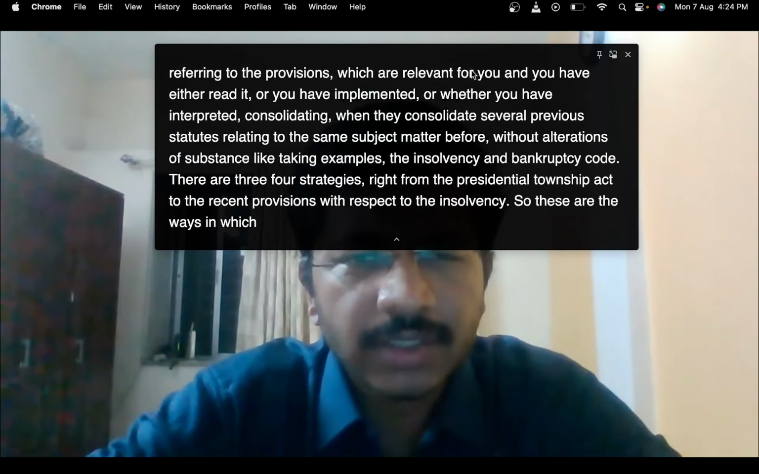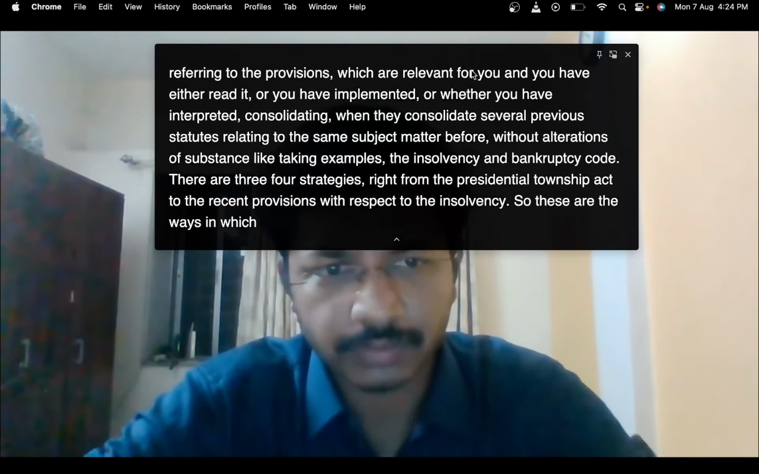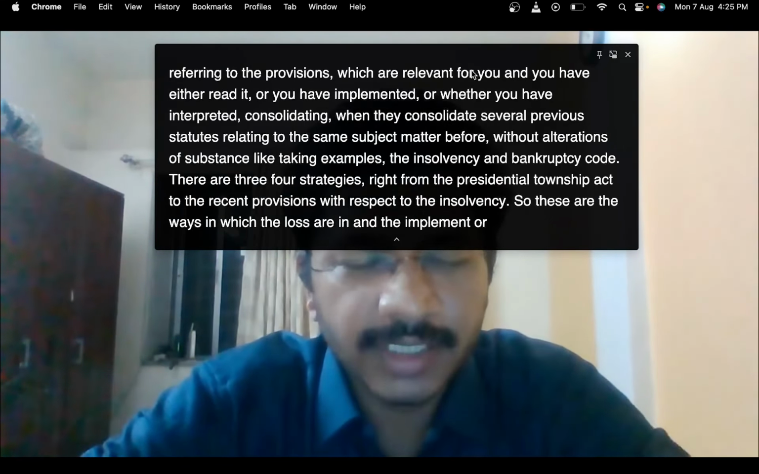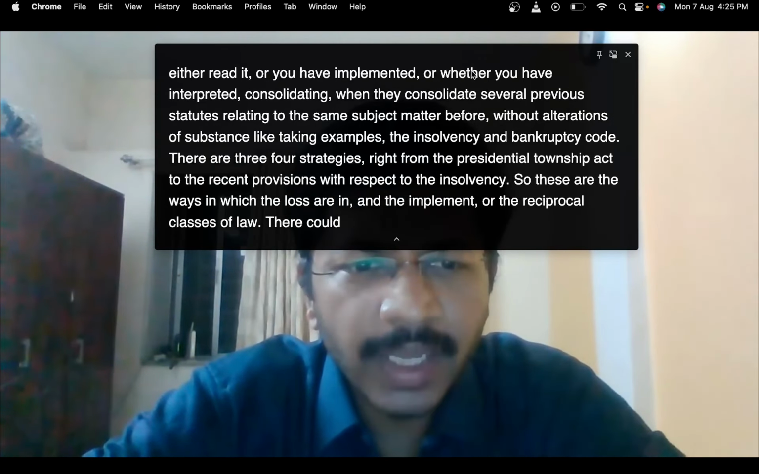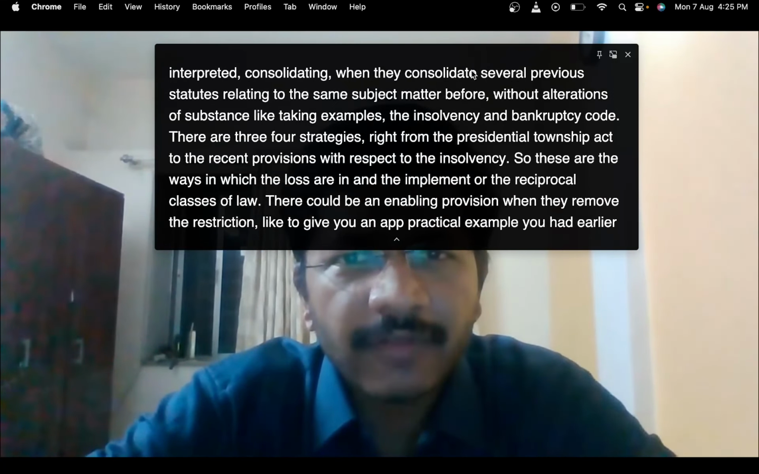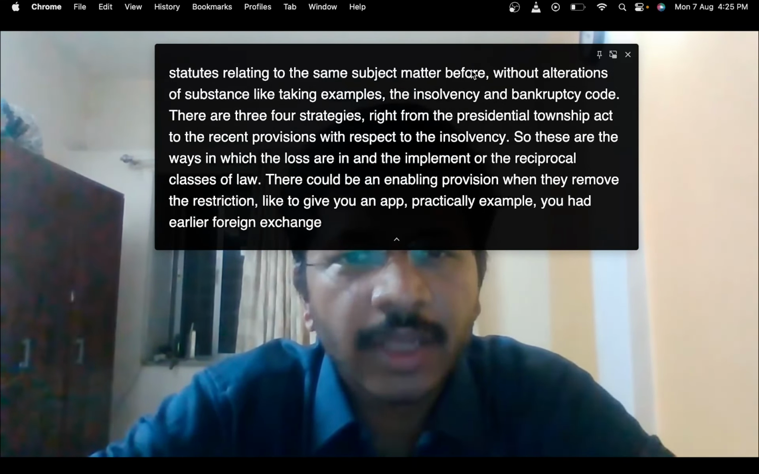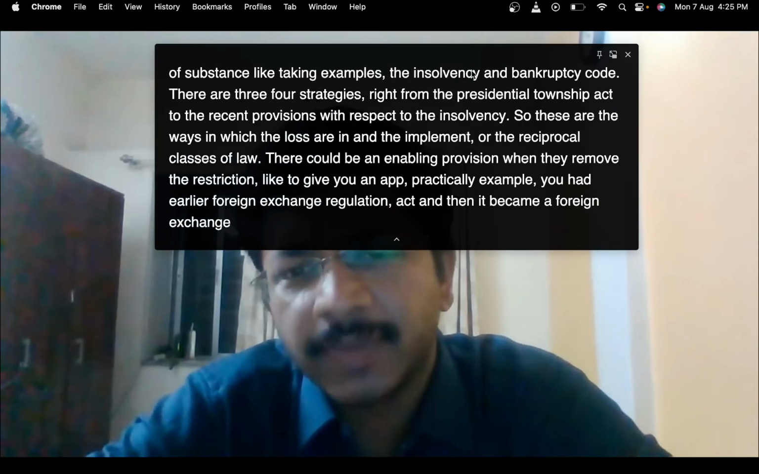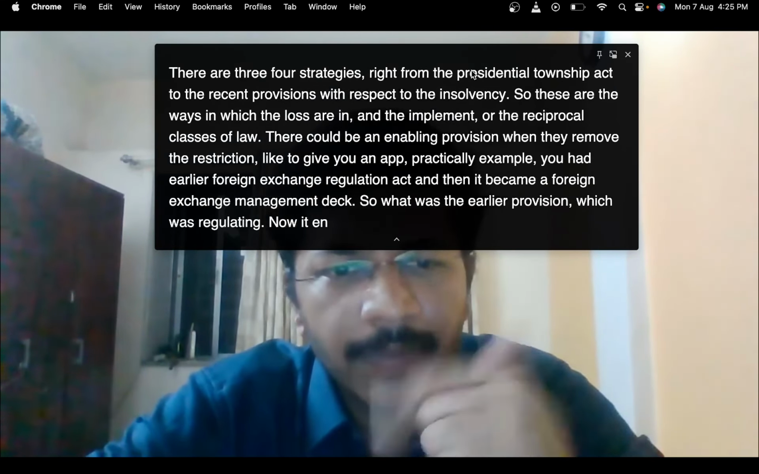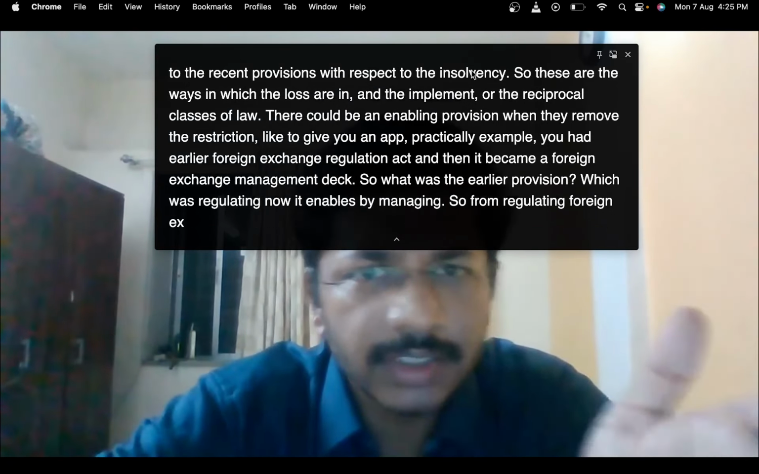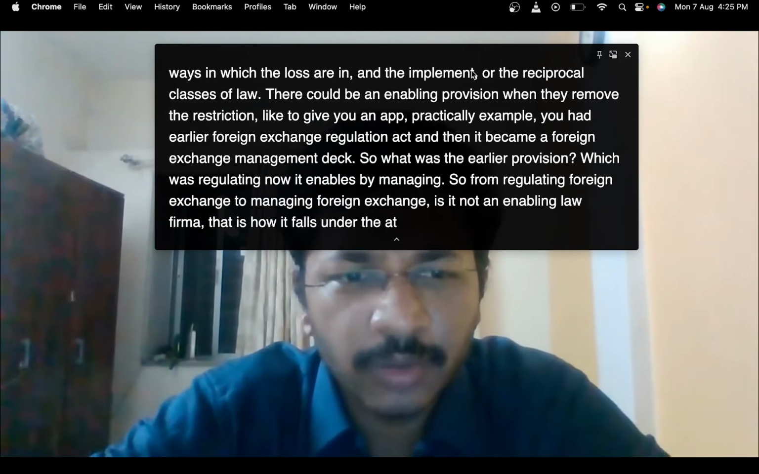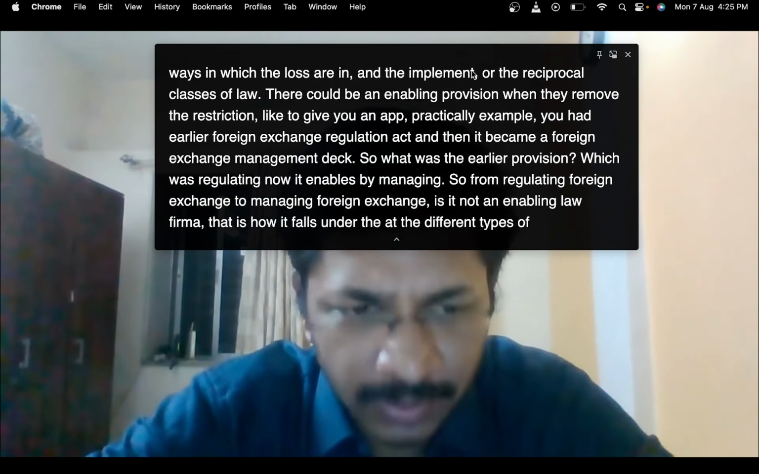So these are the ways in which laws are implemented, or there are separate classes of law. There could be an enabling provision when they remove a restriction. To give you a practical example, we earlier had FERA, the Foreign Exchange Regulation Act, and then it became the Foreign Exchange Management Act. The earlier provision was regulating, now it enables by managing. So from regulating foreign exchange to managing foreign exchange. Is FEMA not an enabling law? That is how it falls under the different types of statutes.